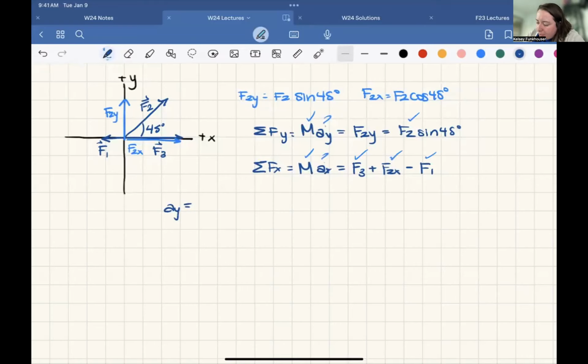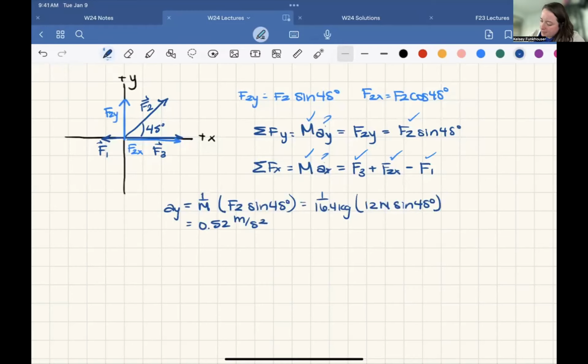I'm just going to divide by the total mass on both sides, since I'm solving for the acceleration. So for this one, a_y equals 1 over m times F2 sine of 45. That is 1 over 16.4 kilograms times 12 newtons sine of 45, and this is 0.52 meters per second squared. So that's the y component of the acceleration.